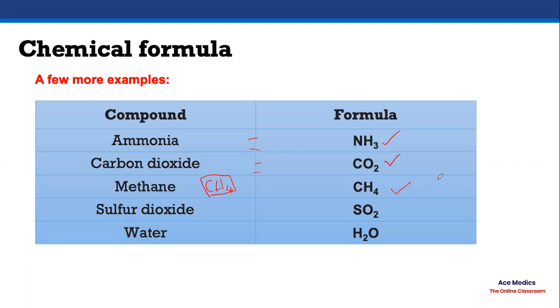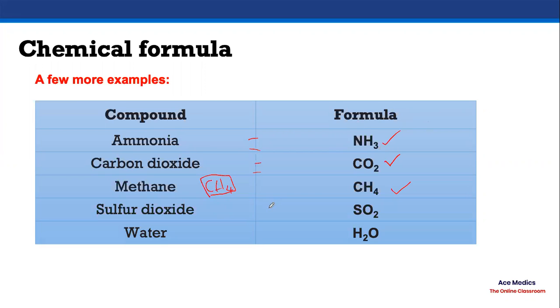So how many hydrogen atoms are there and how many carbon atoms are there in methane? Who can tell me the amount? Yeah, 1 carbon, excellent. And how many hydrogen atoms are there? 4 hydrogen, well done, yes.